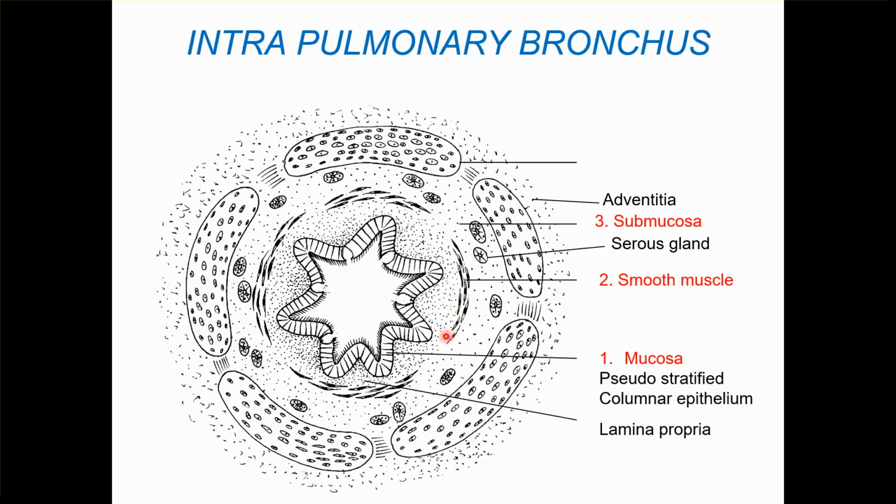Then in the submucosa you can still see a few serous glands. What about the cartilage? Look at the cartilage. It is not continuous like C-shaped. It is broken down, and this is called hyaline cartilage in plates. So they're like small islands, they cut down. And the last, outermost layer will be the adventitia. That's the intrapulmonary bronchus.